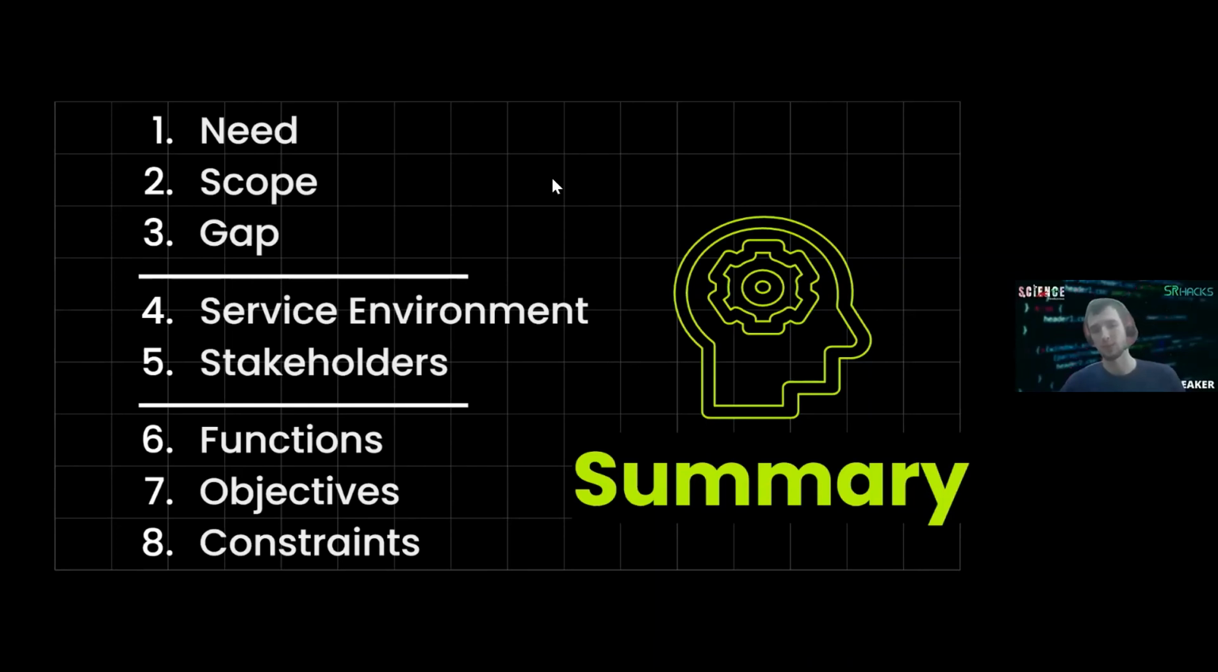We'll start with service environment. What are some examples of that for service environment? Where would a vending machine be located? What things might you have to consider?